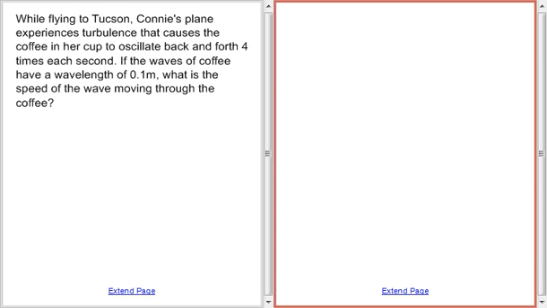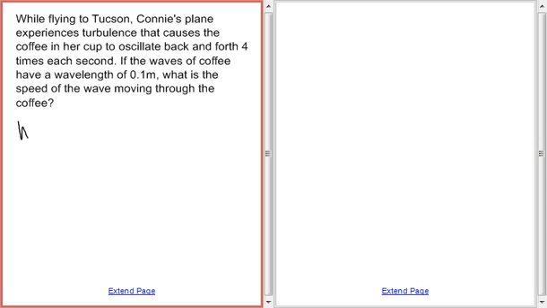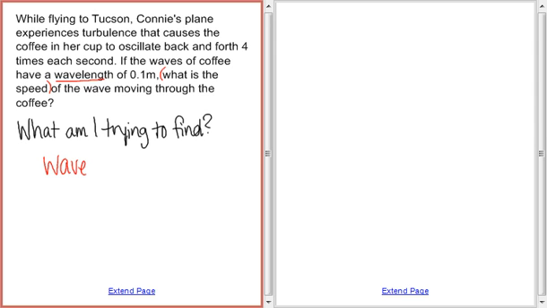The next one says, while flying to Tucson, Connie's plane experiences turbulence that causes the coffee in her cup to oscillate back and forth 4 times each second. If the waves of coffee have a wavelength of 0.1 meters, what is the speed of the wave moving through the coffee? So you're going to start out again. What am I trying to find? If you look at this, it's right here for you, right? You have wavelength, and you are looking for the speed of the wave. So you are looking for wave speed.